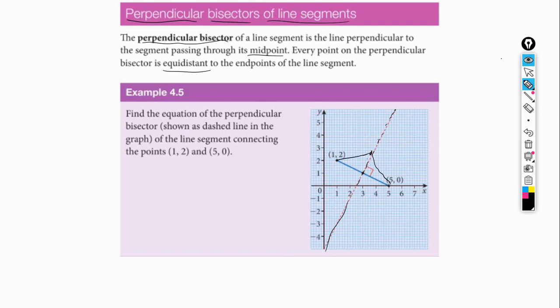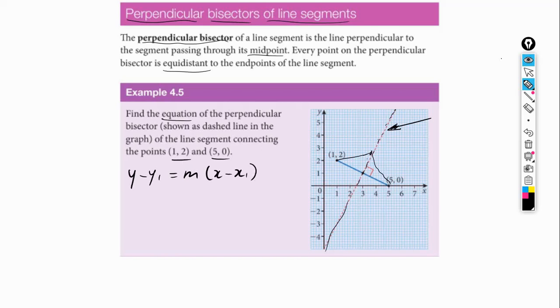And it says, find the equation of the perpendicular bisector, shown as a dashed line in the graph, of the line segment containing the points (1, 2) and (5, 0). So here it is important to note that they want us to find the equation of this line, the perpendicular bisector, and not of this line, the line segment. Now let's recall that we can use the point slope formula. Remember that is y minus y1 is equal to m, the gradient or slope, times x minus x1.